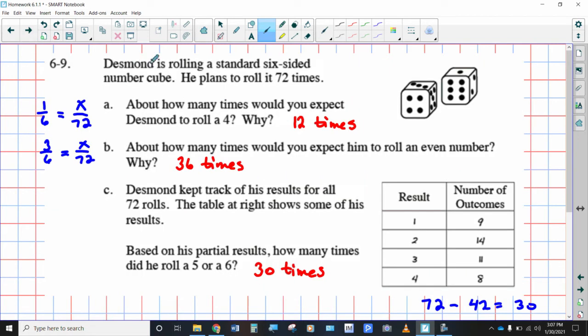All right, Desmond is rolling a standard 6-sided number cube, otherwise known as a die or dice. He plans to roll 72 times. About how many times would you expect Desmond to roll a 4?